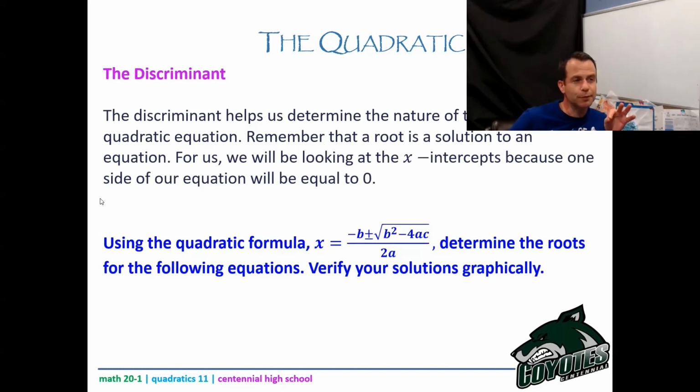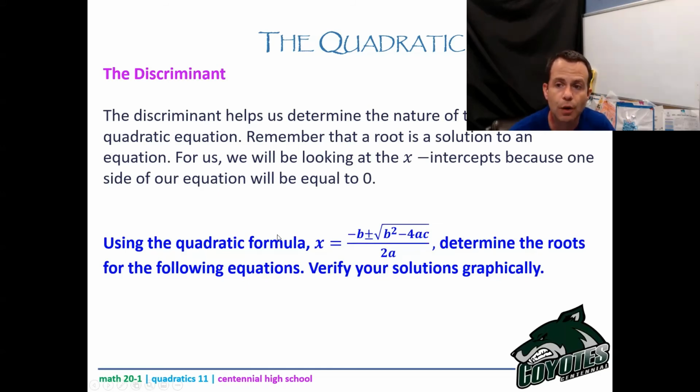But underneath my 2 solutions, I also said that was 2 distinct roots. And underneath my 1 solution, I said that that was 2 exact roots or 2 identical roots. And underneath my no solution, I said it was 2 imaginary roots or 2 non-real roots. Those are the nature of the roots that we were talking about here. So remember that a root is a solution to an equation. For us, we will be looking at the x-intercepts because one side of our equation will be equal to 0.